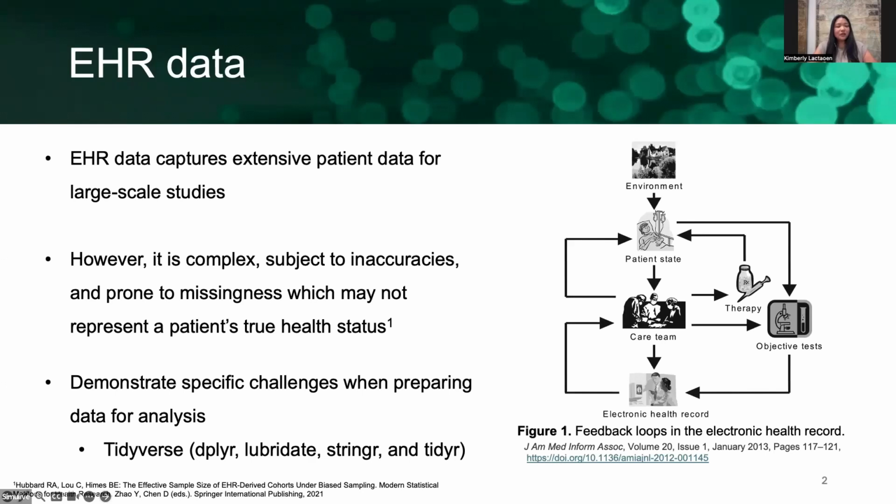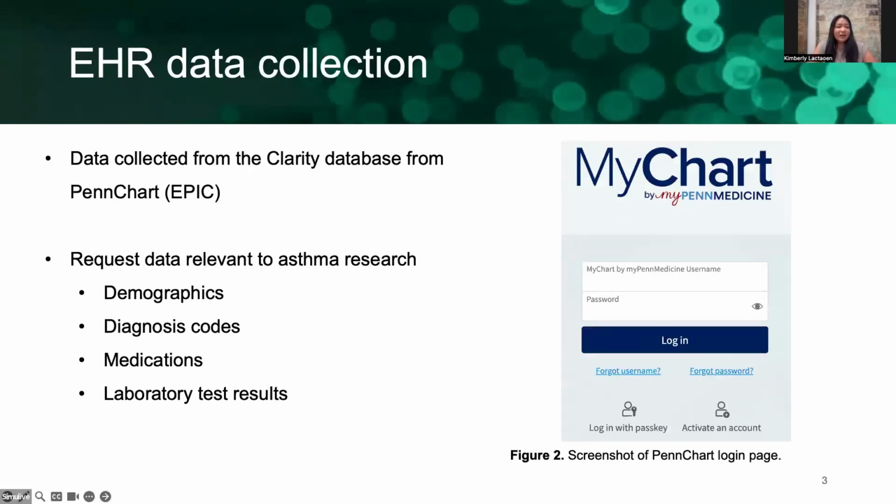At the end of this talk, I hope to leave you with examples that can also be applied to your research, or at least leave you with some challenges or limitations to be wary of when handling EHR data. As a caveat, my work uses EHR data that is gathered from the Clarity database from PennChart, which uses Epic, and so this data may not exactly be formatted the same way as other EHR databases. Also, we only have EHR data relevant to asthma research. However, much of this can be applied to other EHR-based research studies.